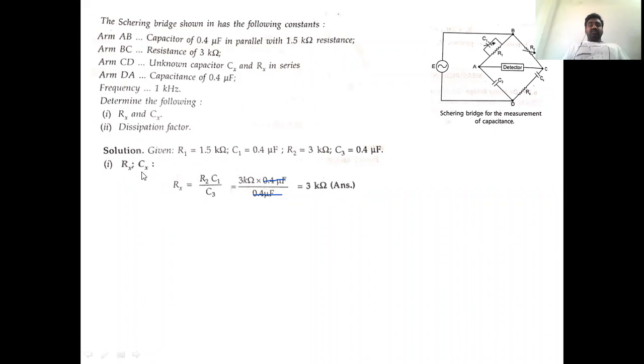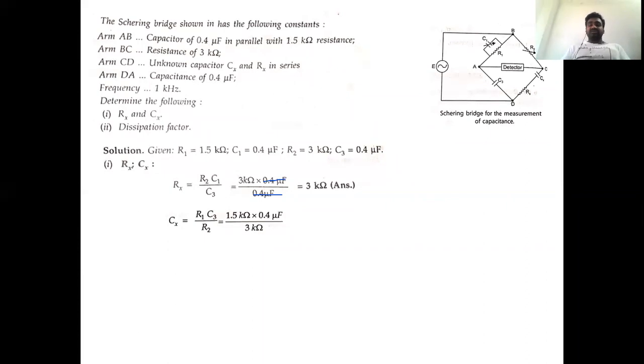Okay, and next, what will be the value of the unknown capacitance, C suffix x? The formula is C suffix x equals R1 C3 divided by R2. Students, solve along with me parallelly in your running notes. It will be clear. Otherwise, there will be too much complexity. What is the value of R1? R1 is 1.5 kilo ohm. C3 is 0.4 microfarad. What is the value of R2? 3 kilo ohm. If we substitute the values, 1.5 kilo ohm into 0.4 microfarad divided by 3 kilo ohm.